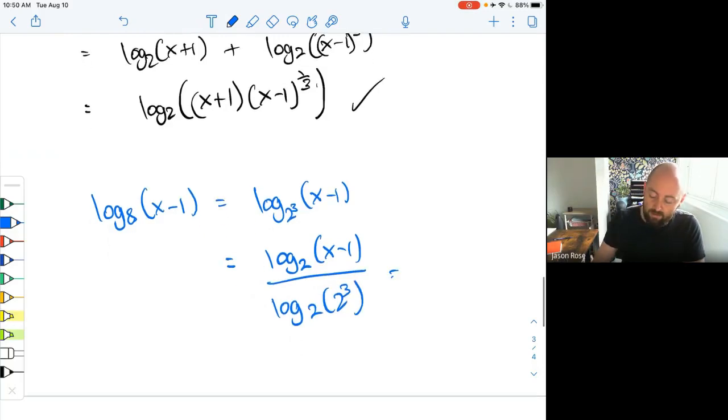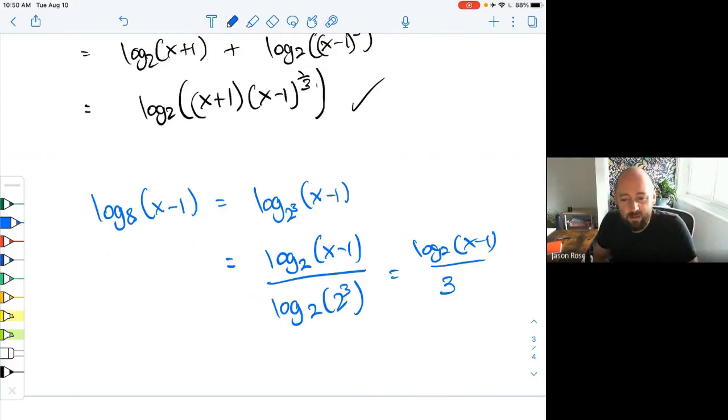Yeah, it works. So you can call it log to the base 2 of x minus 1. Log to the base 2 of 2 to the power of 3 is just equal to 3. So it would be the same thing, I think. And then you would have the 1/3 log base 2 of x minus 1. Yeah, that would be good too. Yeah, very good.